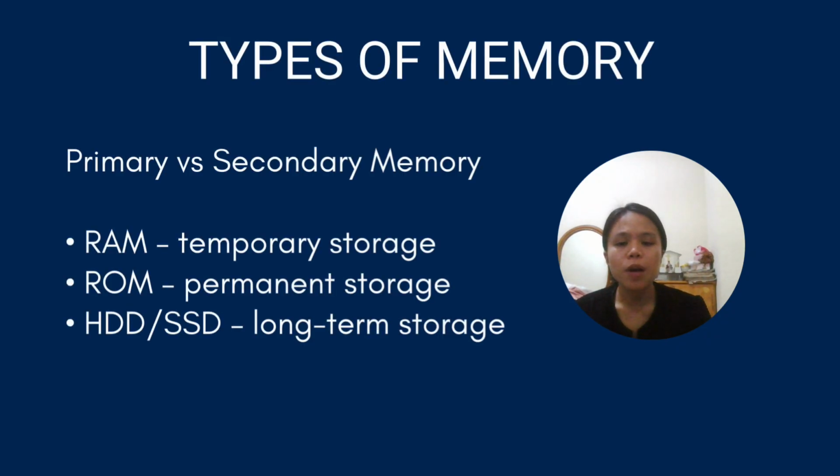For types of memory, we have primary versus secondary memory. In computers, memory is divided into primary and secondary storage. Primary memory includes RAM, which is fast, but temporarily it loses data when power is off. ROM is also primary memory but contains permanent instructions. Secondary memory, like hard drives and SSDs, stores data for the long term. Memory management helps determine how programs move between these two types during execution.